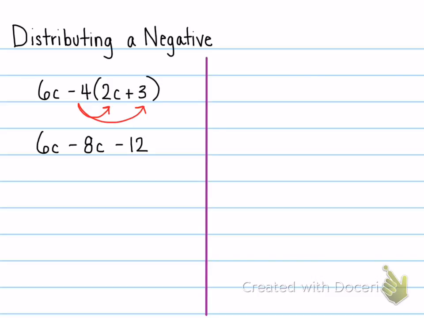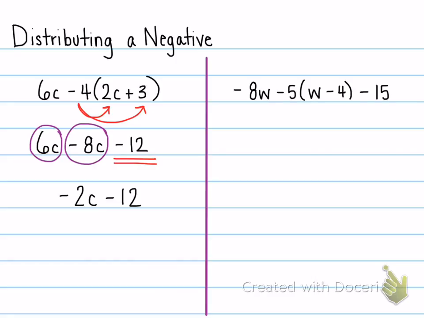Now I have an expression just like the other ones I've been solving. I have a positive 6c and a negative 8c. Positive 6 and negative 8 is negative 2c. And then I have this minus 12 just left over. So you write minus 12. And that is your simplified expression. Try this next one on your own.